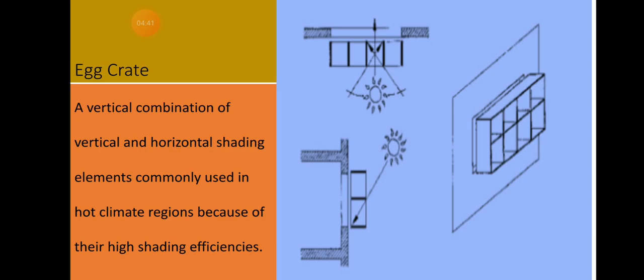Then the egg crate, a combination of vertical and horizontal shading elements, is commonly used in hot climate regions because of its high shading efficiency. You can see the picture here, the egg crate pictures.